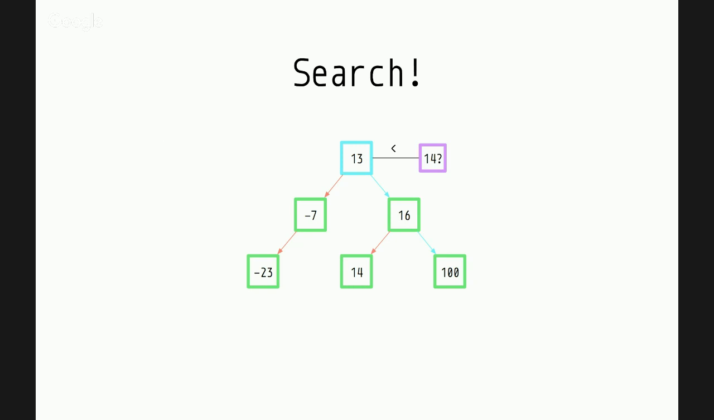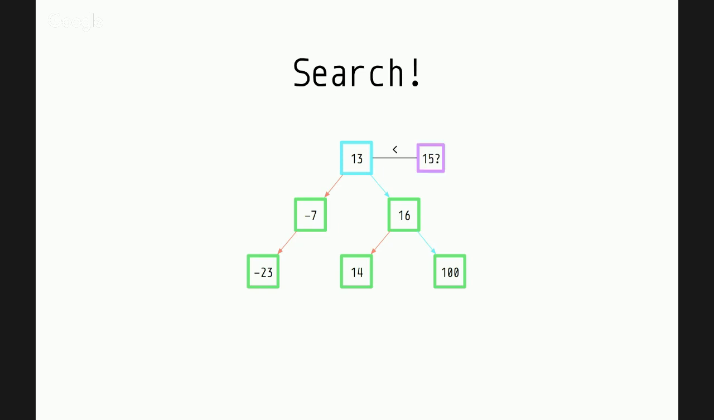So we're going to take sort of the same steps as insertion, except we're going to traverse the tree in the same sort of way until we hit the spot where that value should be. And if the value is not there, we can stop. So in this case, we have 13 is less than 14, so we're going to go to the right. And then we have 16 is greater than 14, so we're going to go to the left. And we find at that point, we have 14 in the value of the node, and that's exactly what we're looking for. So we found it. Yay.